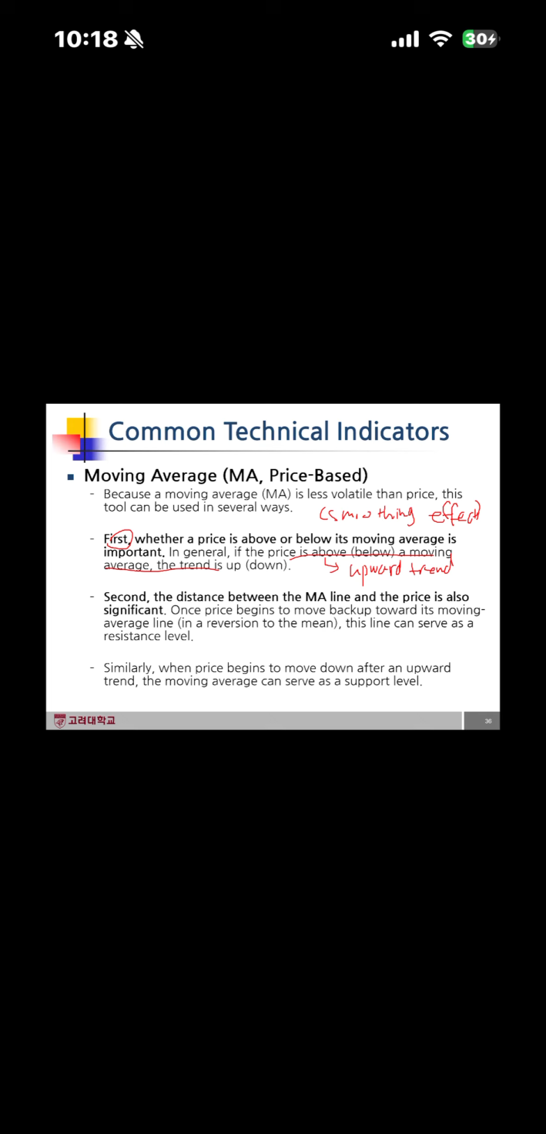On the other hand, if the price is below the moving average, it may indicate a downward trend. And second, analysts often examine the distance between the price and the moving average. Sometimes the price moves very far away from the moving average.